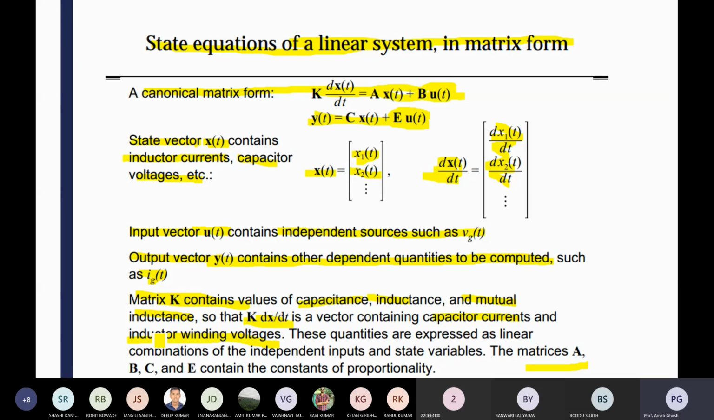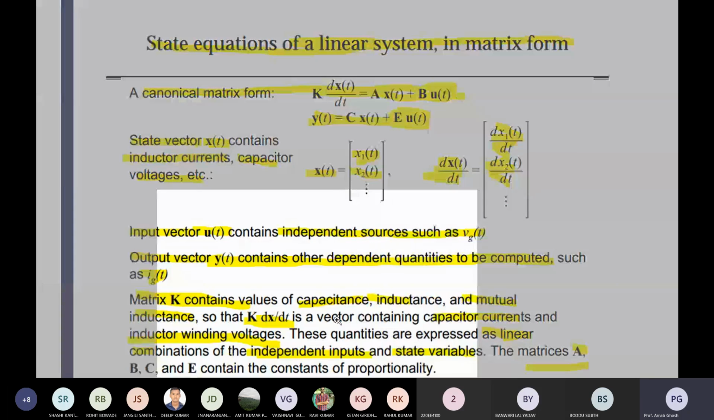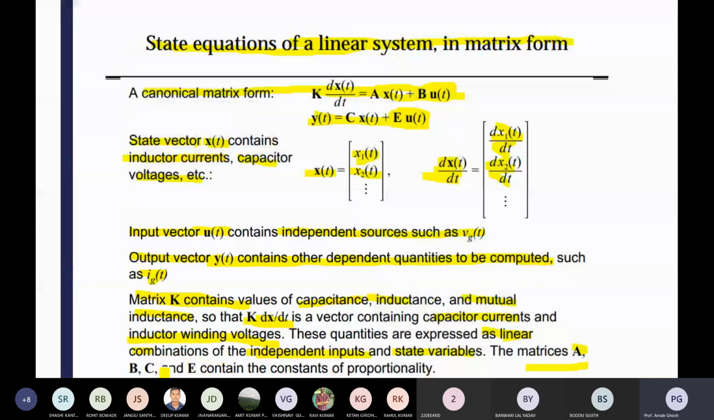This quantity is expressed as a linear combination. What kind of combination? A linear combination of independent inputs and state variables. The matrices A, B, C and E contain the constants of the system, so all the values will change as the system parameters change. If you see what A is, you write the differential equations of that converter, meaning the switching converter.